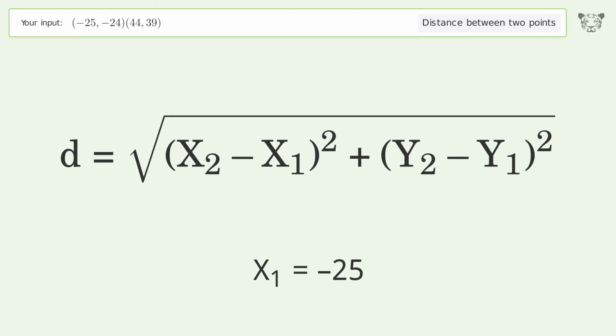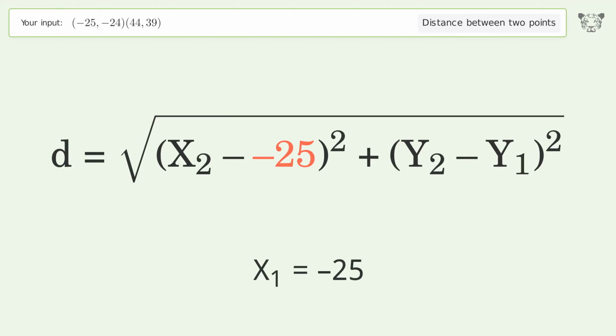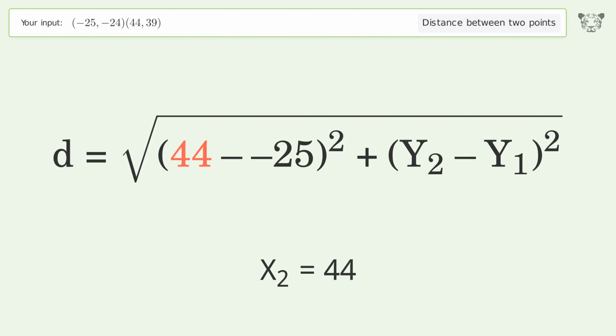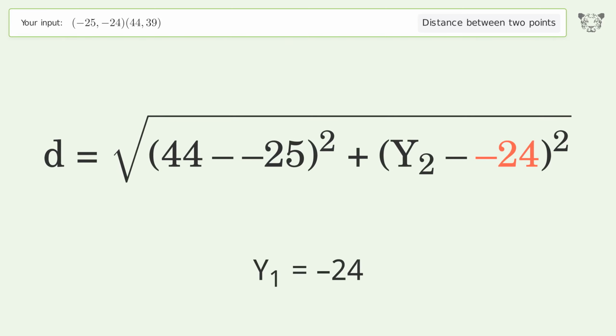x1 equals -25. x2 equals 44. y1 equals -24. y2 equals 39.